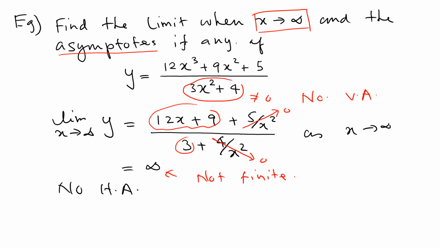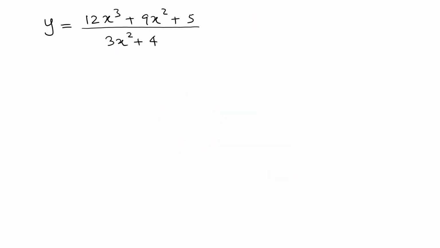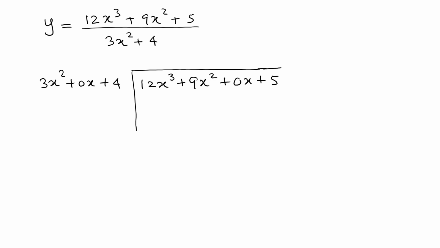It's very clear what the oblique asymptote is, because if you look at this fraction, it can tell you the oblique asymptote. But let's see how we normally do a problem like that. We just do the long division. So we have y equals 12x cubed plus 9x squared plus 5 divided by 3x squared plus 4. Don't forget to put zeros as placeholders, just to avoid confusion.